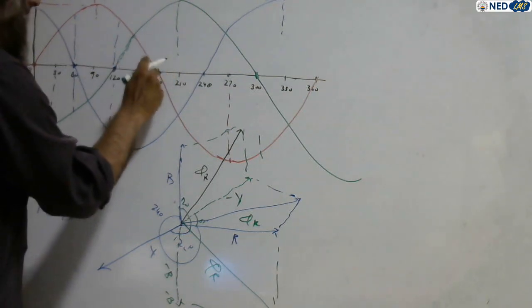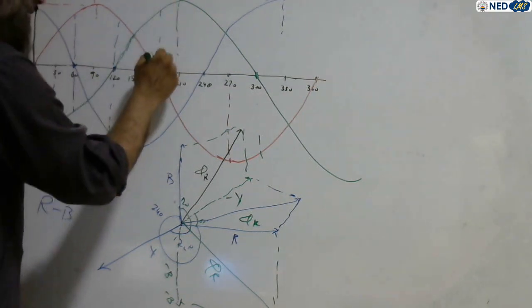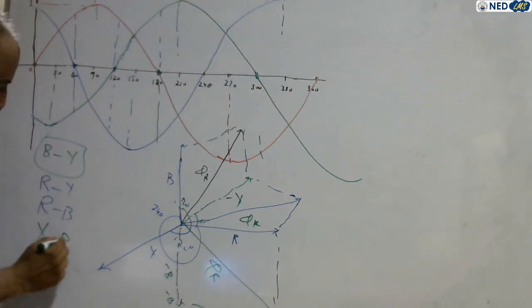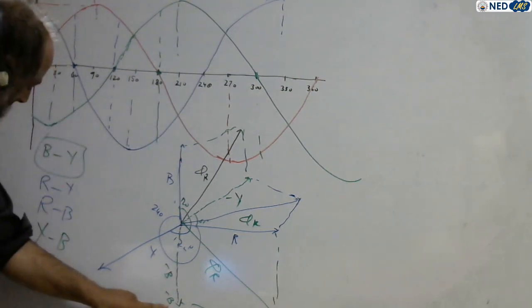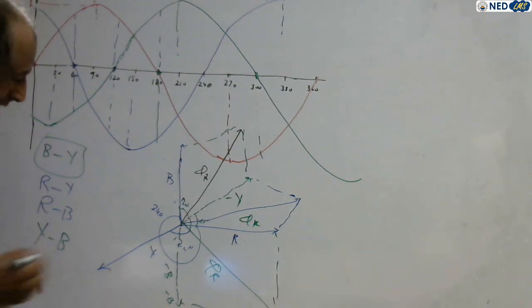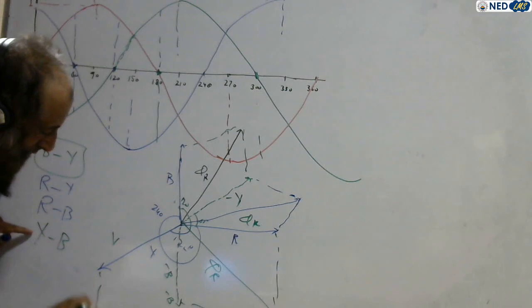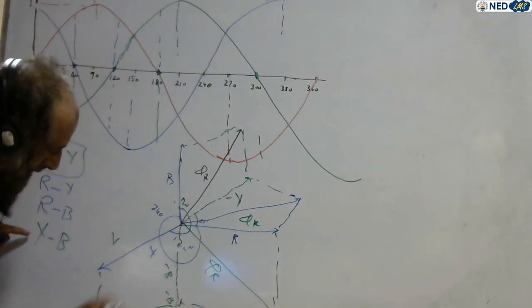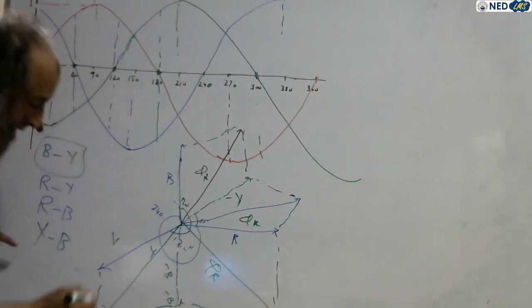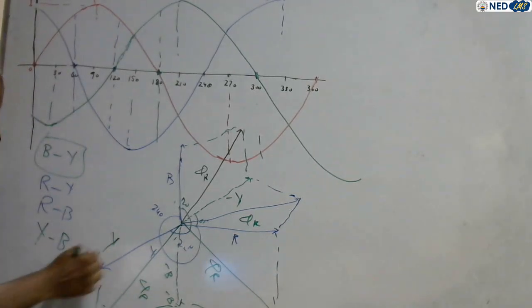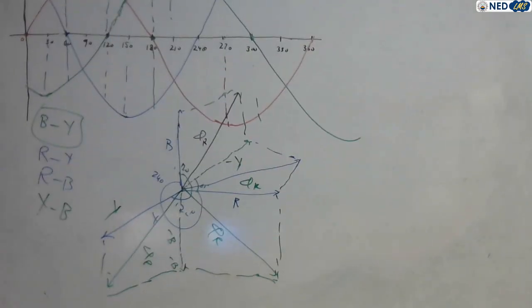At this point, red is 0, but yellow is positive and blue is negative. Yellow and minus B, right? Minus B is also there, and this one is the yellow phase, positive yellow minus blue phase. So the equivalent of these two vectors, right? See, the resultant comes over here.